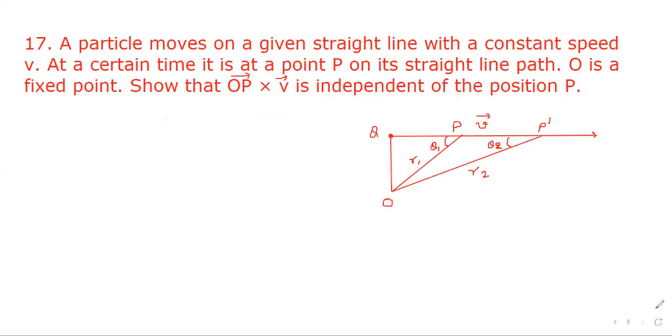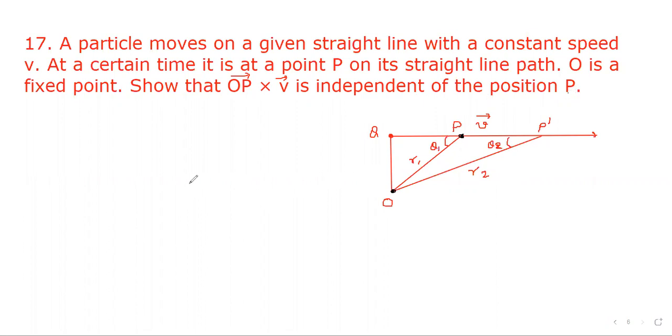Consider the next question. A particle moves on a given straight line with a constant speed v. The particle is moving in this direction. At a certain time, it is at a point P. Suppose the particle is here. O is the fixed point. Show that OP vector cross V is independent of the position of P.